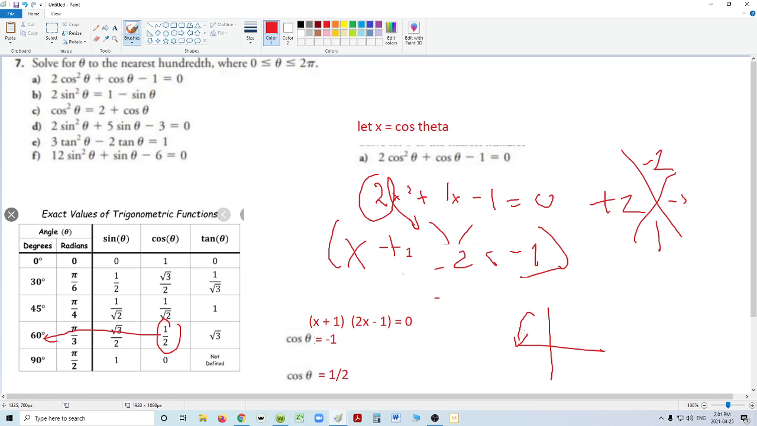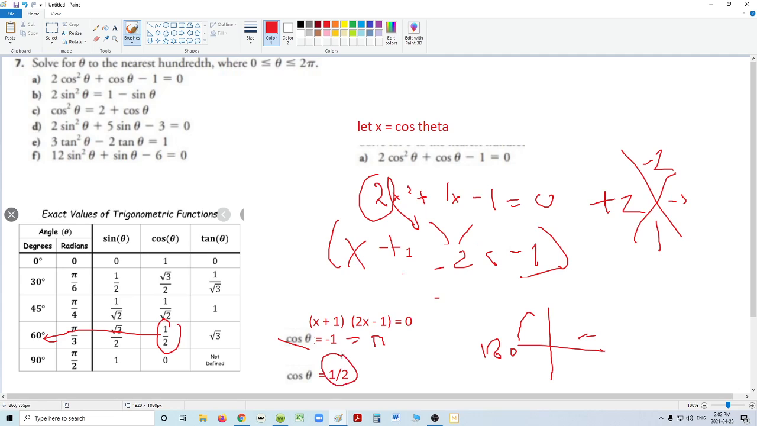And sorry, I should have said 0 degrees is my acute angle that we're focused on. The only place that cosine is -1 is right there, which happens to be 180, which happens to be equal to pi. So cosine is -1. The only answer for this one is pi. Where is it a half? Well, if I look on my chart, half is at 60 degrees, which is pi over 3.